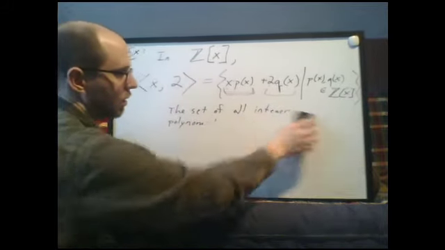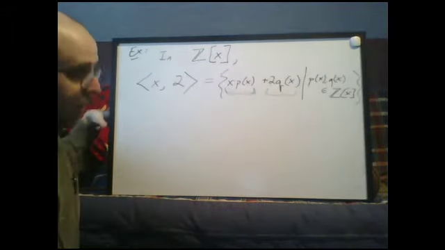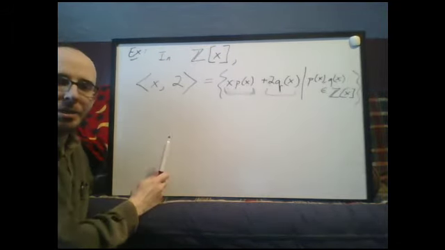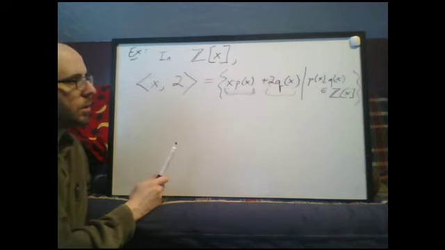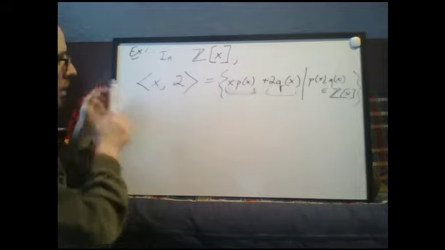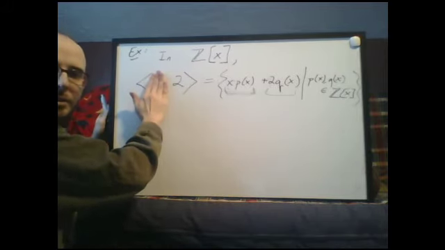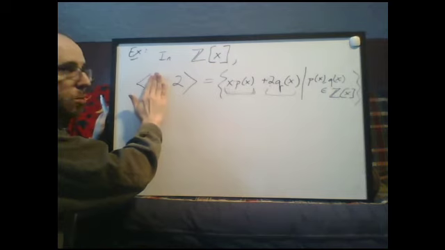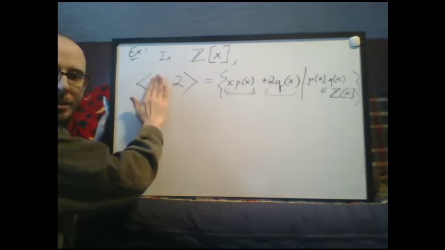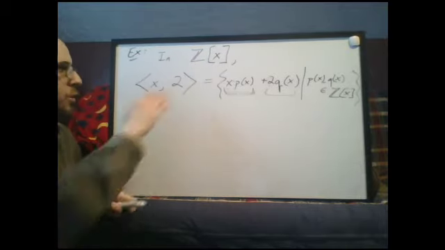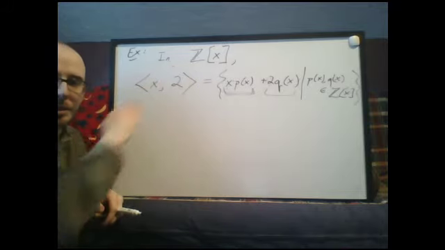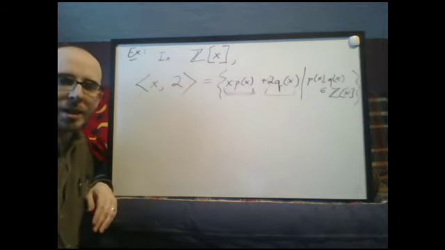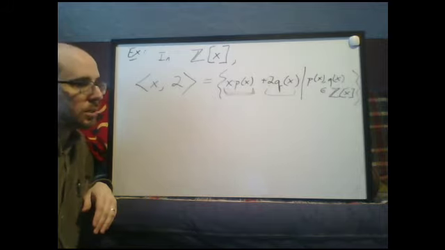But the other point I want to make about this example is I can't generate this with just one element. If I dropped x and just generated the ideal with 2, that would force every coefficient to be even. It'd be the set of all polynomials with even coefficients. If I drop 2, then that's forcing my constant term to be 0. And that's not the same thing. And I can't really find some other polynomial that'll generate this set.